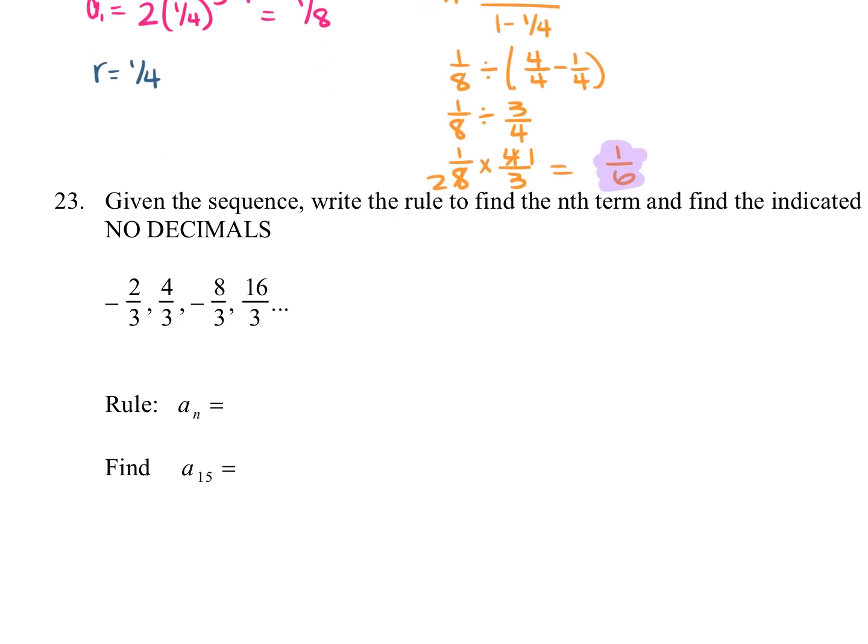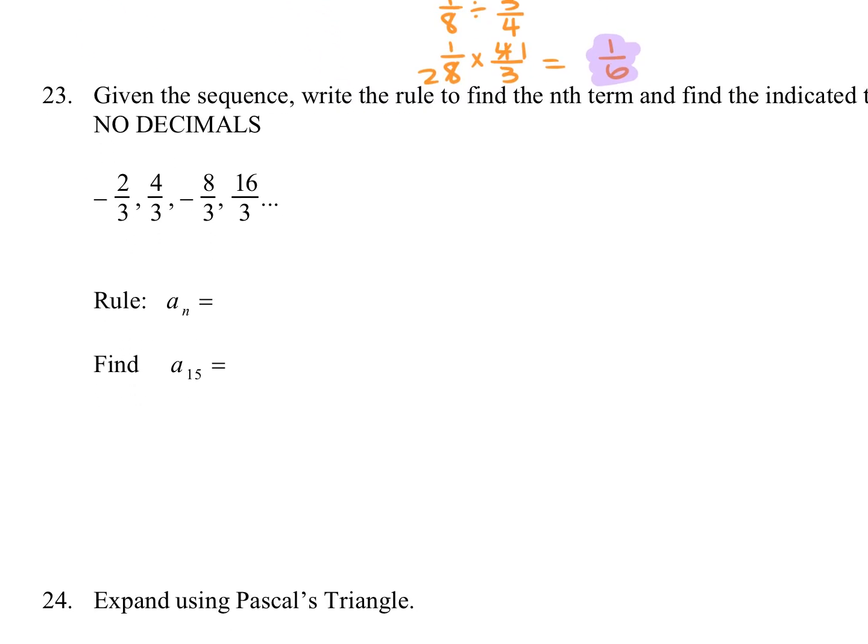Next, we look at number 36 from your review. You're given the sequence negative 2/3, 4/3, negative 8/3, and 16/3, and it continues. We are writing the rule and finding the 15th term. To find your rule, you need to find r, or your common ratio, first. If you multiply that negative 2/3 by negative 2, you get 4/3. 4/3 times negative 2 is negative 8/3. Negative 8/3 times negative 2 is 16 over 3. So r is negative 2.